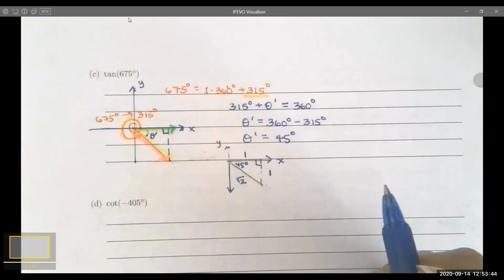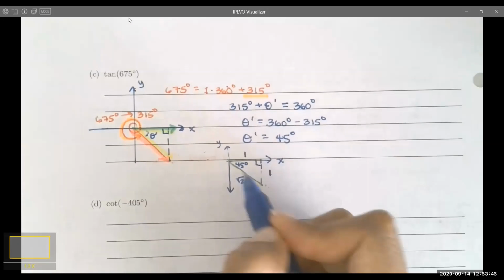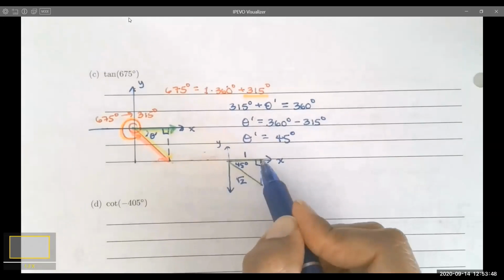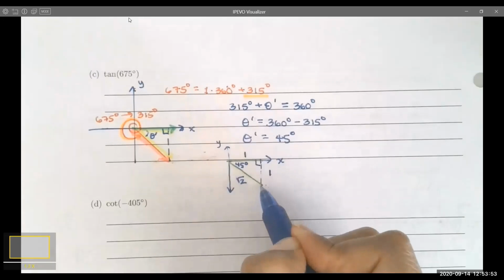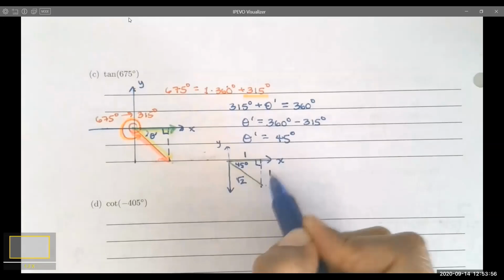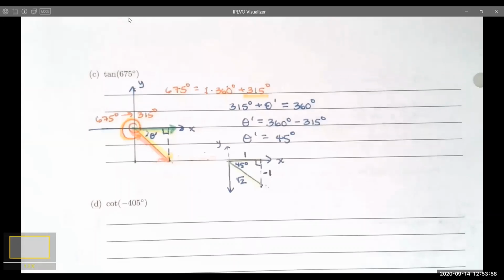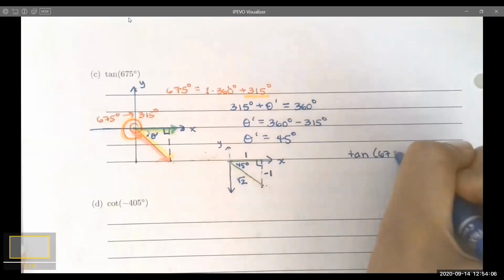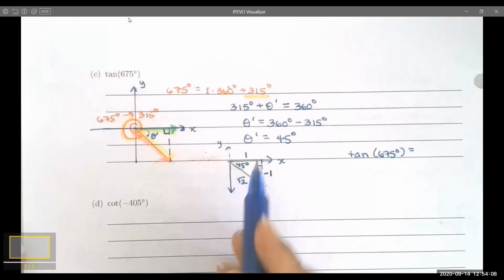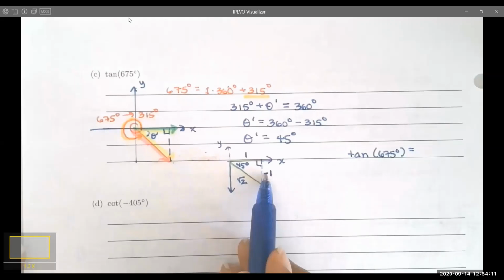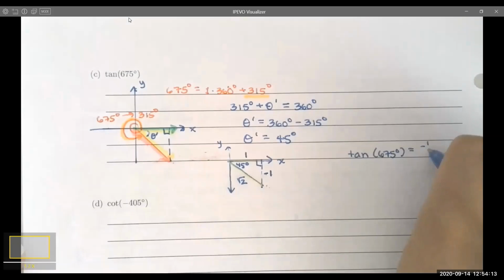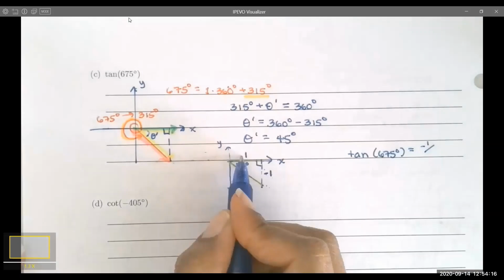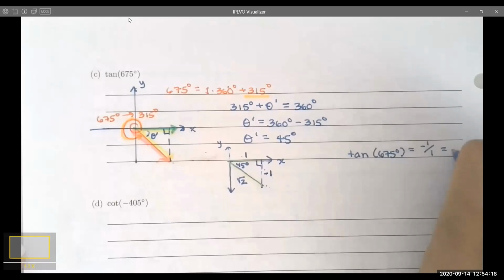Now for the signs of the sides, this adjacent side is going in the positive x-axis, so it remains positive. This opposite side is going in the negative y-axis, so we need to add a negative to that. And now we're ready to find tangent. Tangent of 675 degrees is going to be opposite to the reference angle, so that would be -1, over adjacent to the reference angle, so that would be 1. So we're going to get -1.